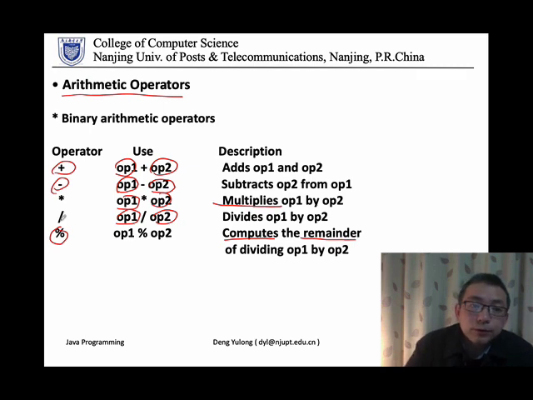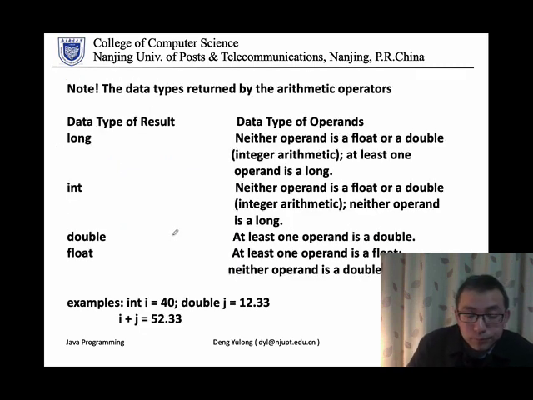It's very simple. And there's a question about the return type of these arithmetic operators. That is, when we perform an operation on operands using arithmetic operators, what is the proper return type of this operation? Well, here's a list that tells us the return type depends on the operands.